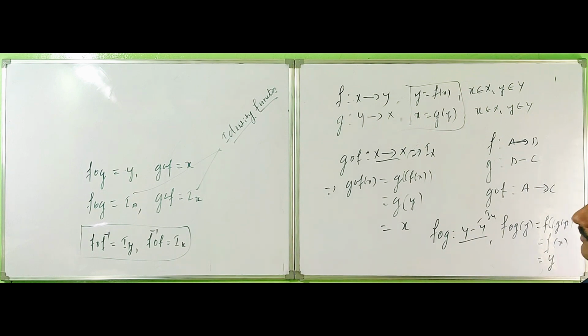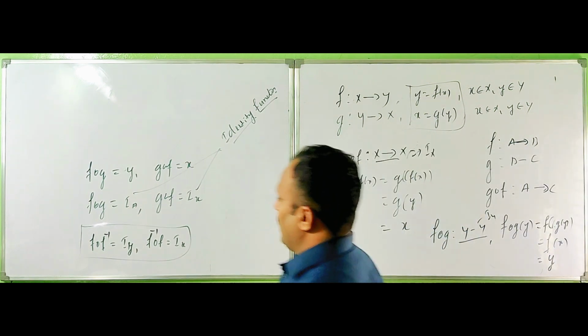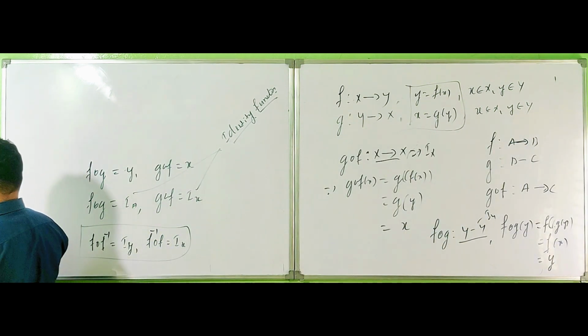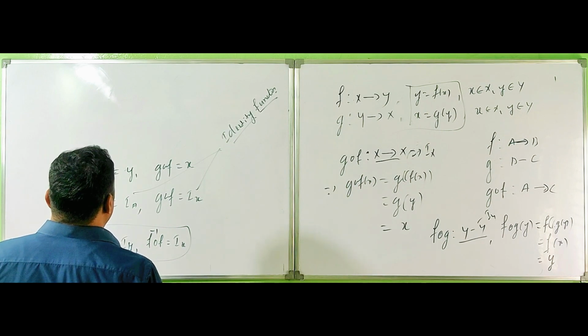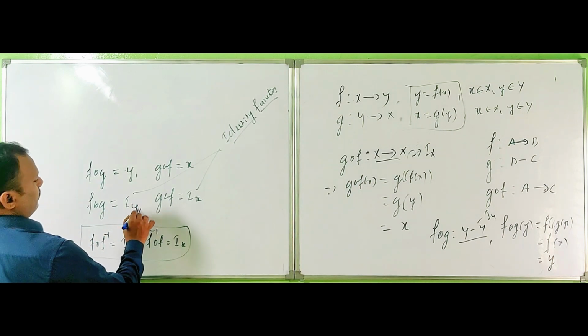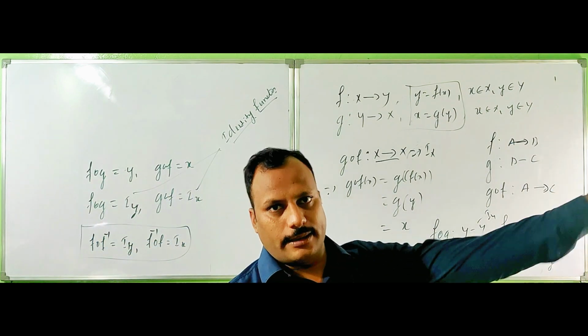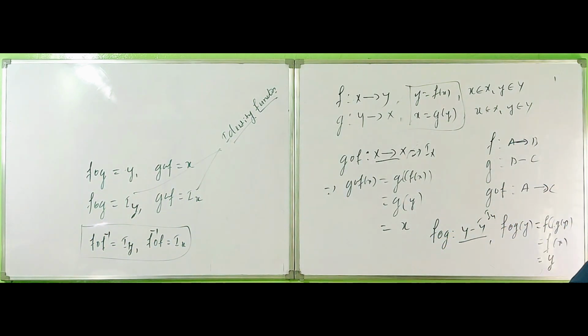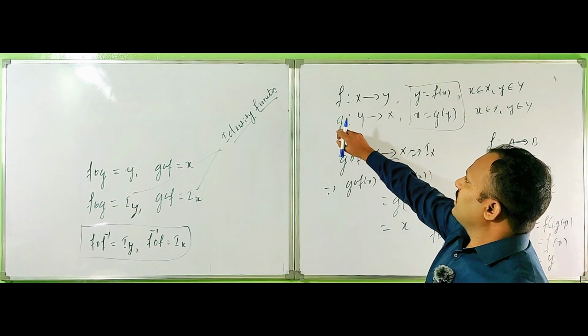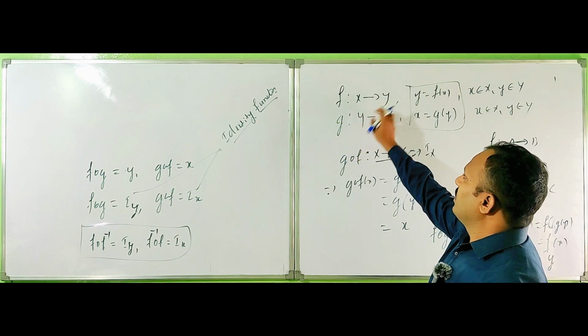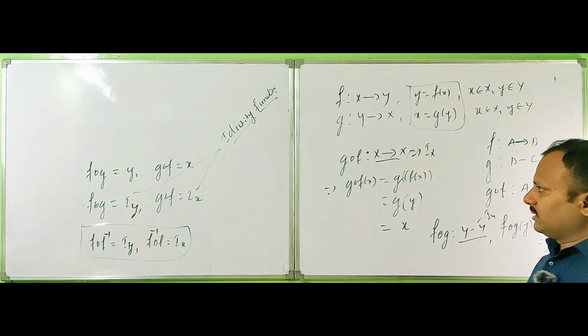First one is f inverse. The identity function itself tells a story. g of f is equal to I x, and f of g is equal to I y. Let's see the property. What is it telling here? If you take the function g of f, we get I x, and f of g we get I y, right?